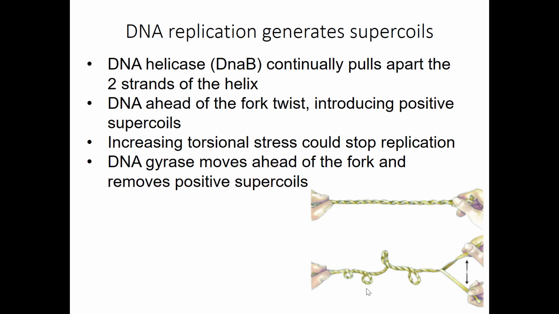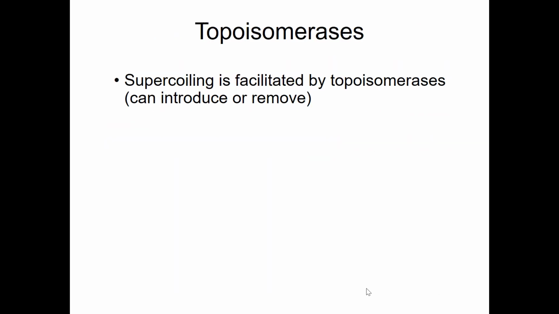Fortunately, the cell has mechanisms to resolve this torsional stress through an enzyme called DNA gyrase that moves ahead of the fork and removes positive supercoils. And before I tell you more specifically about how DNA gyrase functions, we need to know that it's a class of enzyme called a topoisomerase. Topoisomerases facilitate DNA supercoiling, meaning they can introduce or remove DNA supercoils.